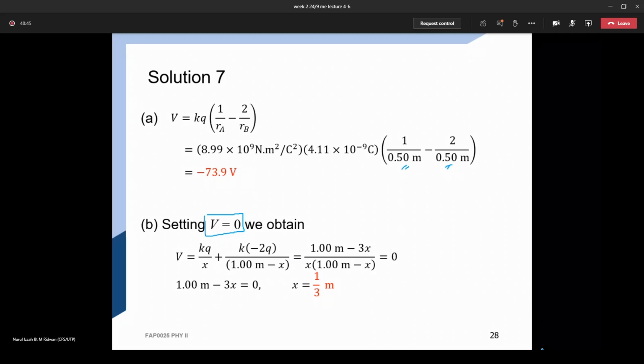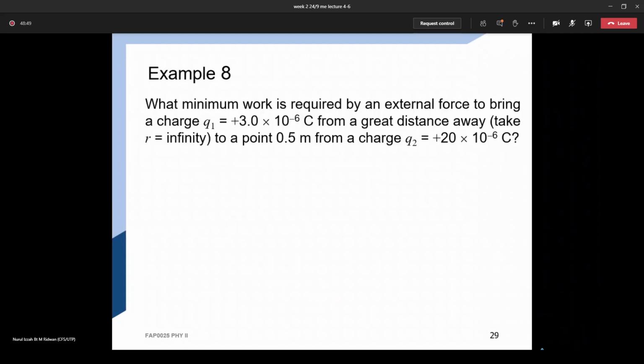Okay. For the next example, it's related to minimum work done by external force to bring a charge from infinity to 0.5 meter from charge Q. So that means you have one charge.